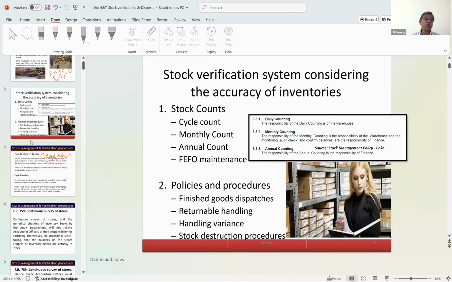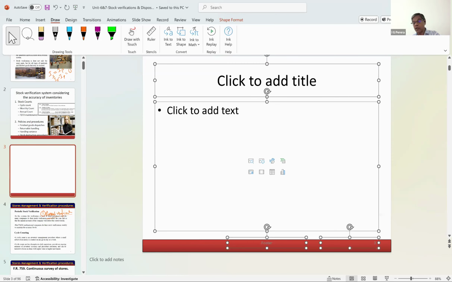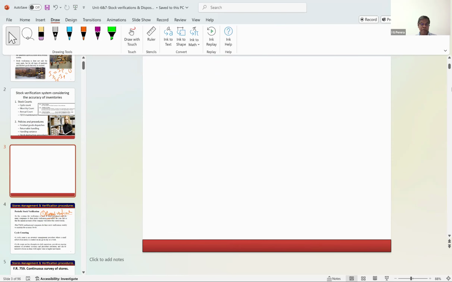If you take a snapshot of the main financial statements, why do we do annual stock verification? You should be able to explain. You must have done your financial module already. Let's take a small case. Say your annual revenue, let's assume, is $10,000.